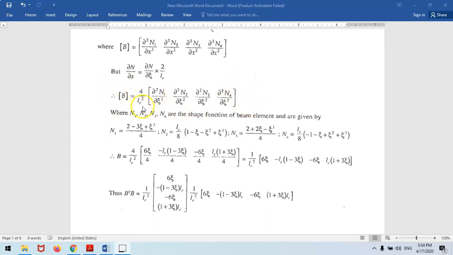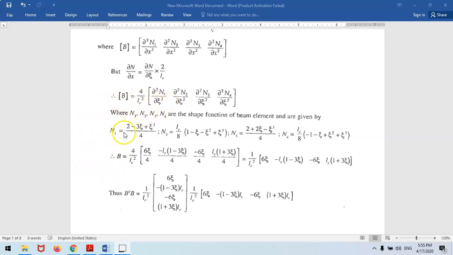B is equal to 4 by Le square, [∂²N1/∂ζ², ∂²N2/∂ζ², ∂²N3/∂ζ², ∂²N4/∂ζ²]. And what are N1, N2, N3, N4? These are nothing but the shape functions of beam elements, and they are already known. That is, we found out that N1 is nothing but this, and N2 is this, N3 is this, N4 is this. So what you need is to differentiate N1, N2, N3, N4 with respect to zeta twice. Then you can substitute the differentiated ∂²N1/∂ζ² in this B matrix.